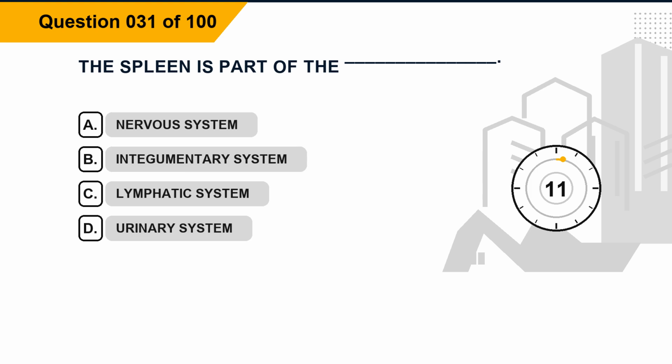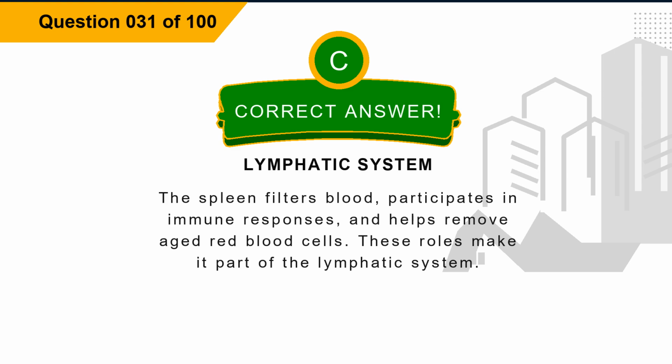Question 31. The spleen is part of the blank. Option A, nervous system. Option B, integumentary system. Option C, lymphatic system. Option D, urinary system. The correct answer is option C, lymphatic system.